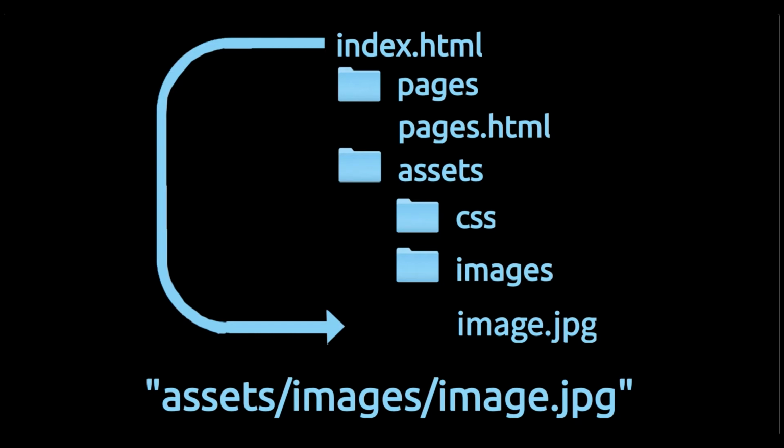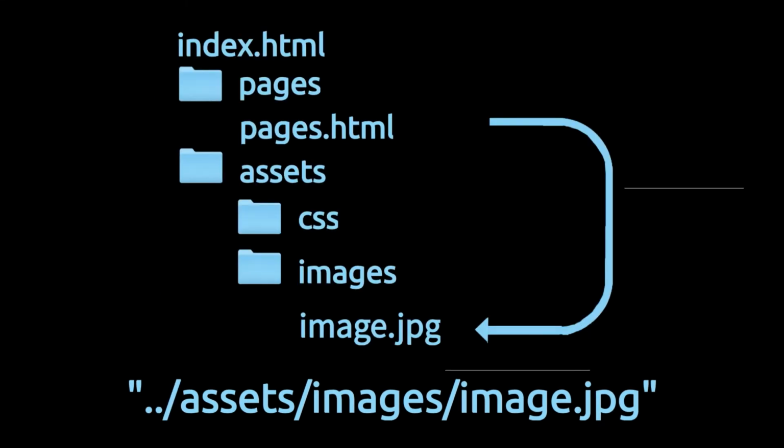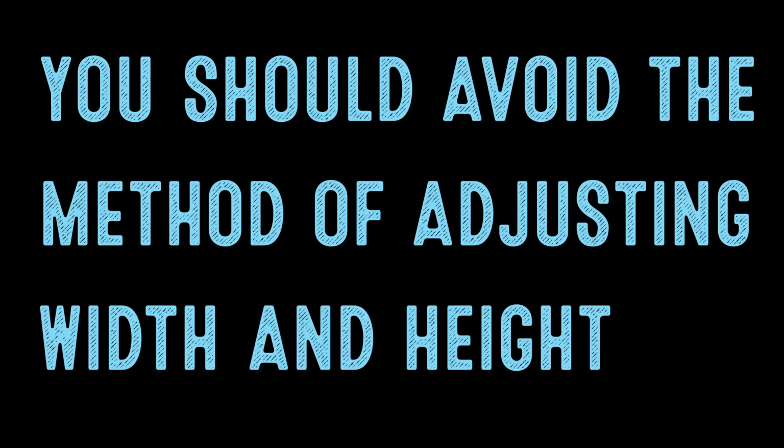So in these examples, to get from the index.html page to the image.jpg file, you would write /images/image.jpg, but to go to the same file from the page.html file that is in the pages folder, you would write ../assets/images/image.jpg. You should avoid the method of adjusting the width and the height of an image using HTML and instead use CSS.